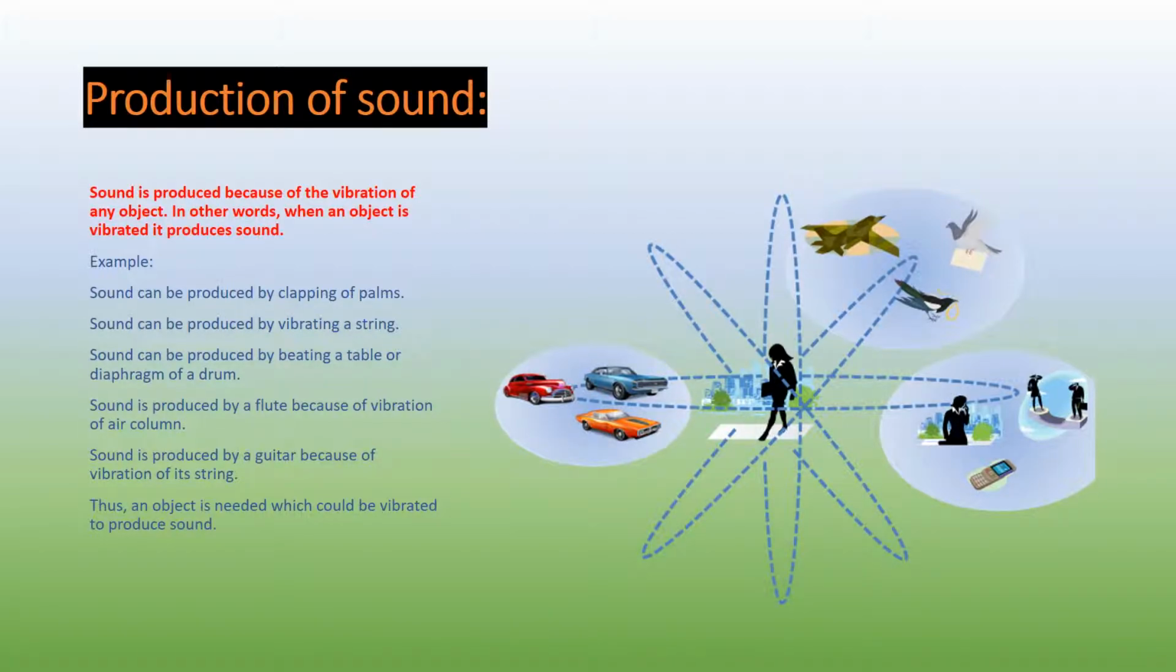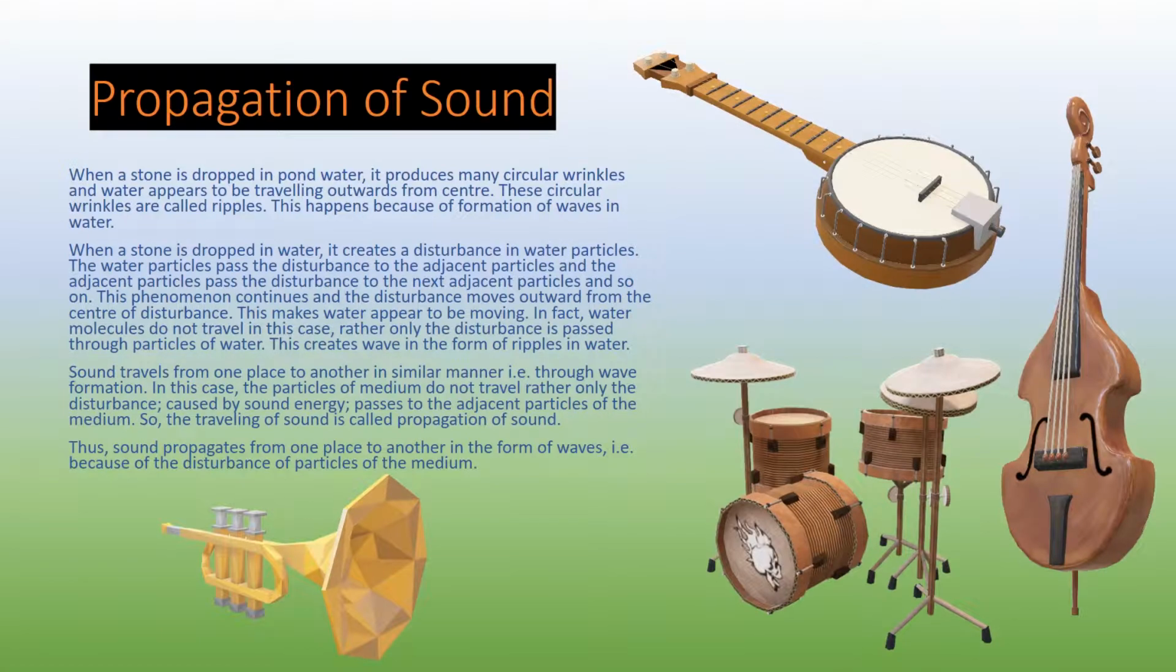Example. Sound can be produced by clapping of palms. Sound can be produced by vibrating a string. Sound can be produced by beating a table or diaphragm of a drum. Sound is produced by a flute because of vibration of air column. Sound is produced by a guitar because of vibration of its string. Thus, an object is needed which could be vibrated to produce sound.